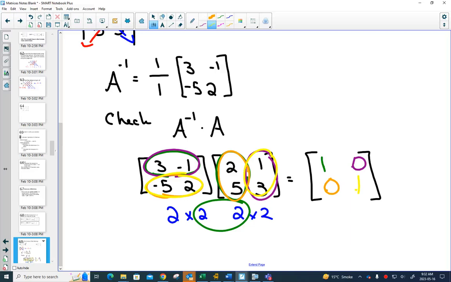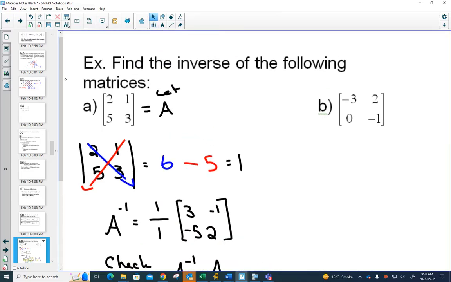And if you have an inverse multiplied by its regular matrix, you will always get the identity matrix. So we can find an inverse by calculating the determinant. After you've calculated the determinant, you switch the main diagonal and multiply the other diagonal by a negative. So try the second one on your own. I'll put the answer up in a bit.